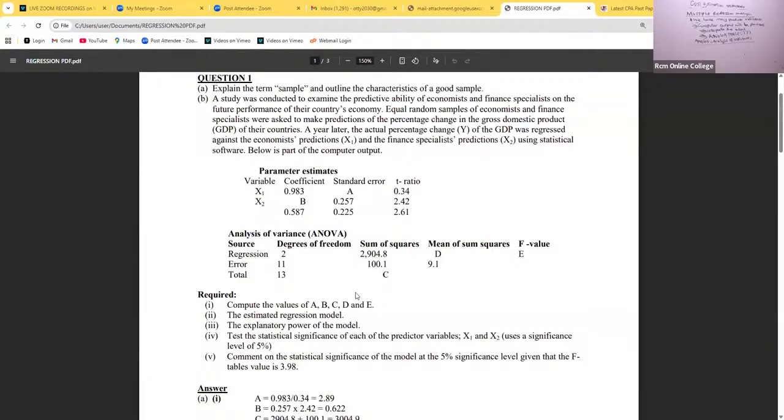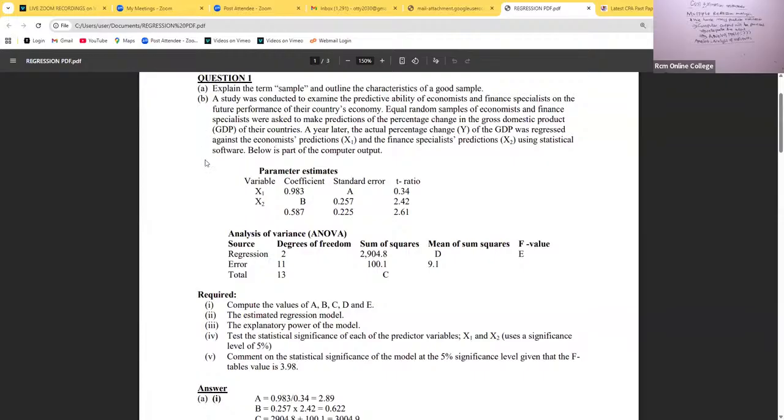So we are told here, a study was conducted to examine the predictive ability of economists and finance specialists on the future performance of their country's economy. Equal random samples of economists and finance specialists were asked to make predictions of the percentage change in GDP of their countries. A year later, the actual change in GDP was regressed against the economist predictions and the financial specialist predictions using statistical software. Yeah, they'll give you a computer output. So below is part of the computer output.